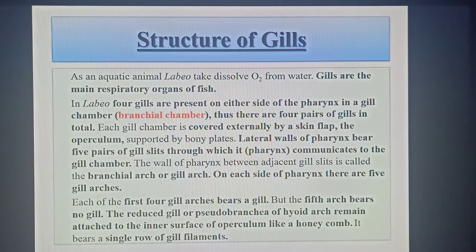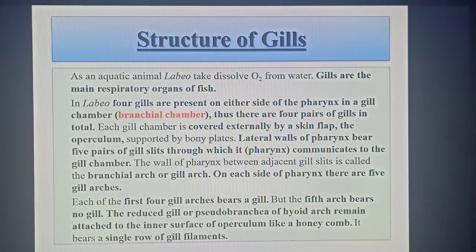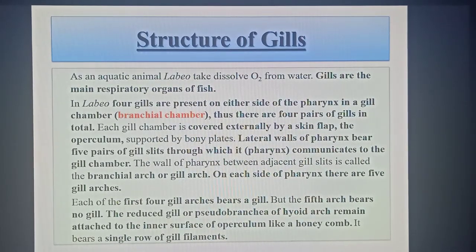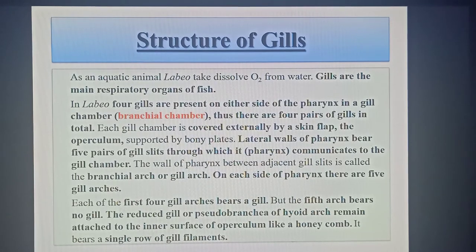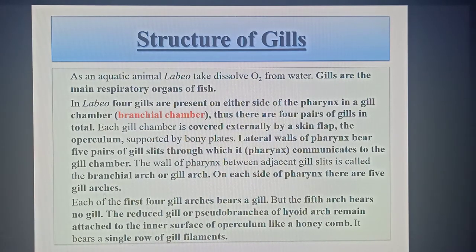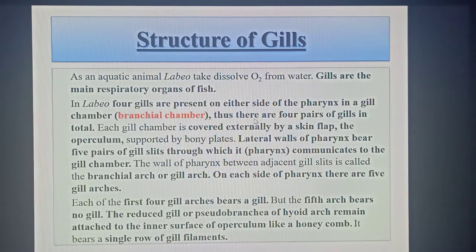As an aquatic animal, Labeo takes dissolved oxygen from water. We all know that gills are the main respiratory organ of fish. In the case of Labeo, four gills are present on either side of the pharynx in a gill chamber, that is the branchial chamber. Another name of the gill chamber is the branchial chamber. Thus, there are four pairs of gills in total in Rohu fish.